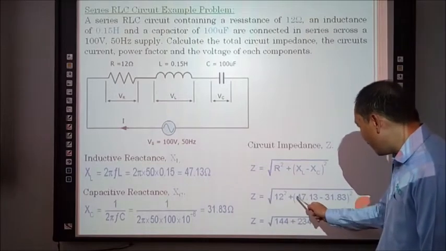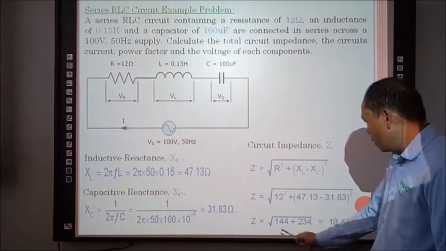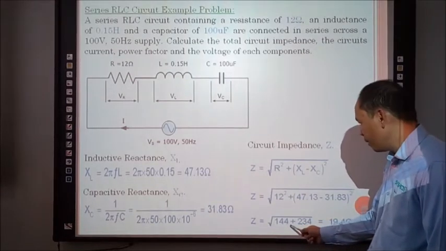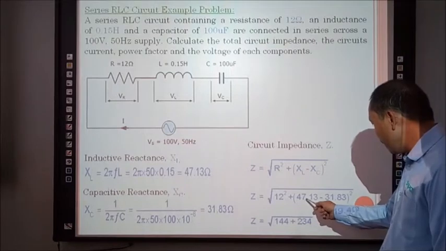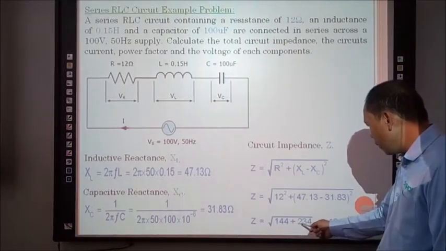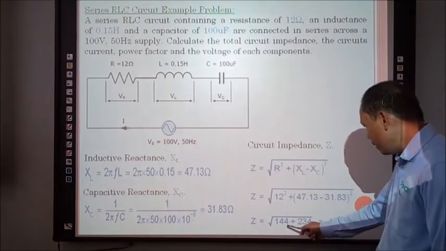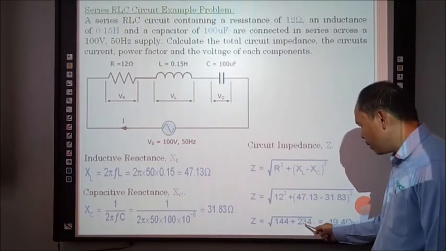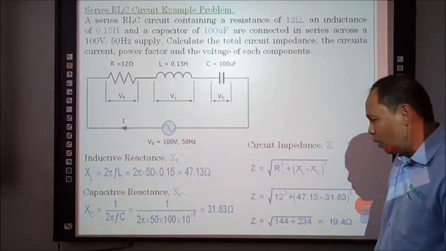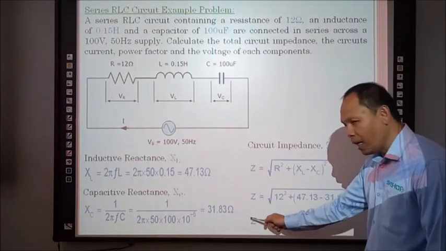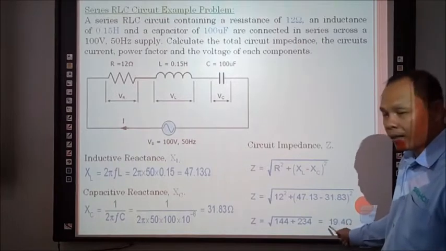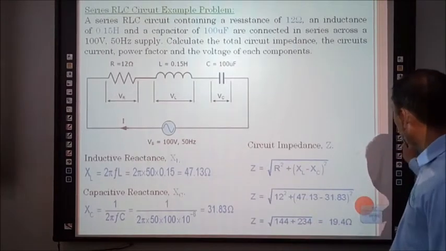So what is the value of this? 12 squared is equal to 144 plus 47.13 minus 31.83 squared, that is equal to 234. Then you add these two, sum up, then square root, which is equal to 19.4 ohms. So this is now the impedance value, the Z. Okay, so 19.4.